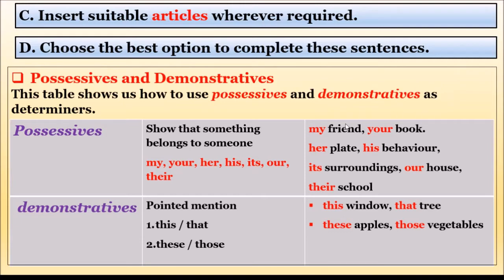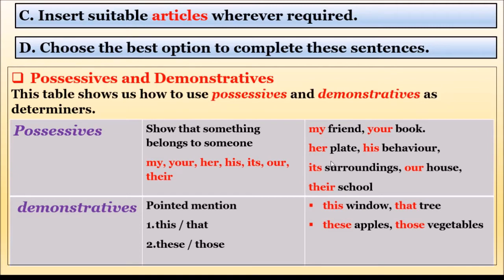So my friend, a friend is there. Whose friend in this class? My friend. Here I'm showing authority on my friend. I'm showing my ownership on my friend. Your book, this book belongs to you only, and this plate belongs to her. So when we are showing the ownership or authority of that particular noun, it comes under possessive determiners. And a possessive determiner sits before a noun only. It will not sit anywhere else. It just stands before a noun or a pronoun to show who or what owns it.